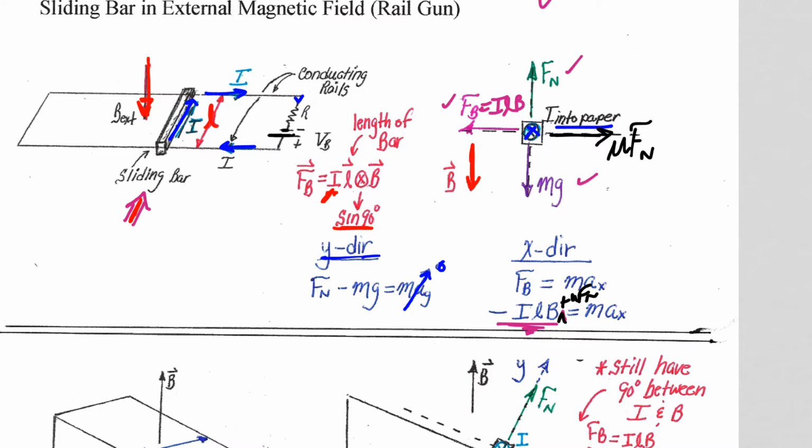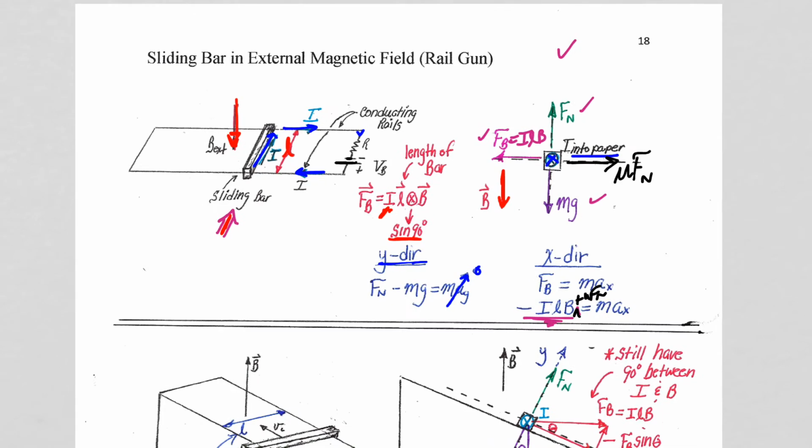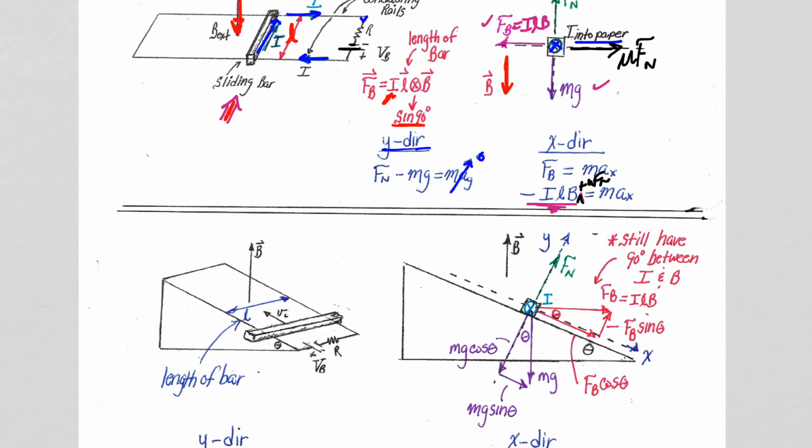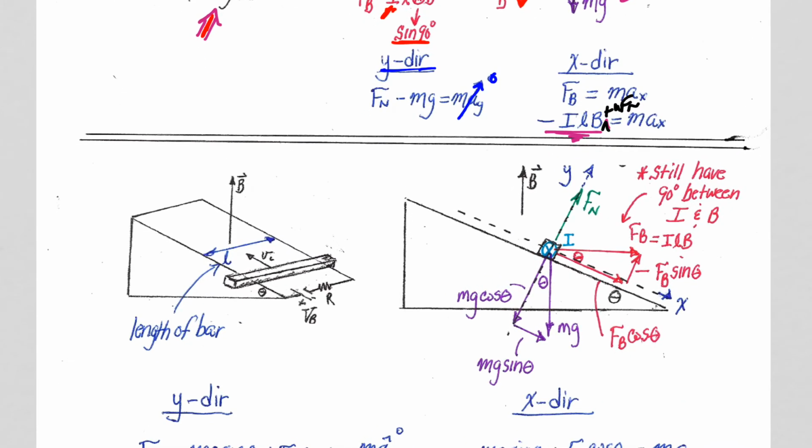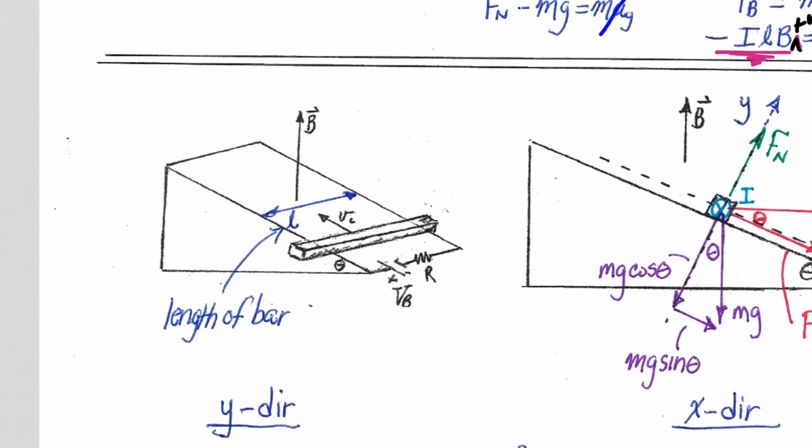Okay, the only other version of the rail gun type problem, or the sliding bar problem, is if it's put on an incline. And again, this very quickly boils down to a mechanics problem. So we have the same situation where we have our battery. So let me zoom in over here for a moment. We have our battery driving a current I up the rail, across the bar, down the rail, completing the circuit.